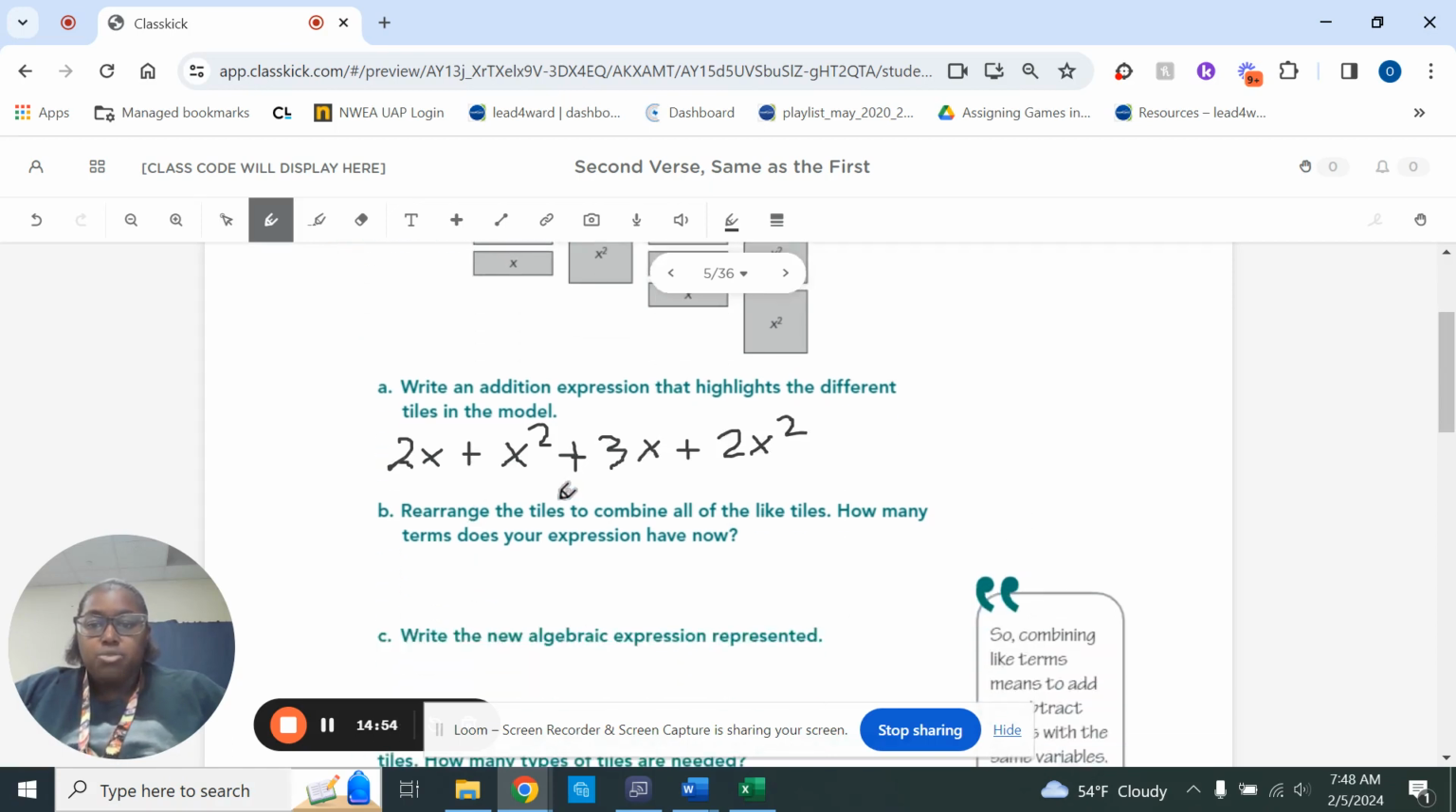It says rearrange the tiles to combine all of the like tiles. How many terms does your expression have now?